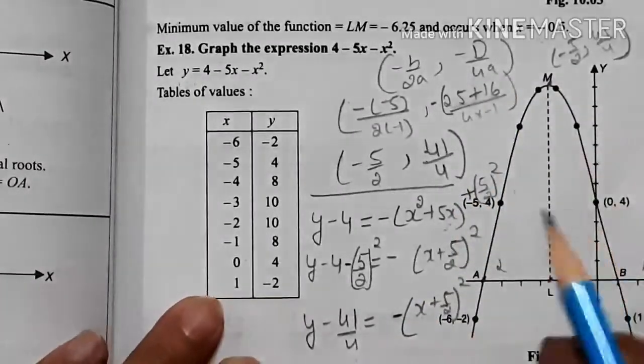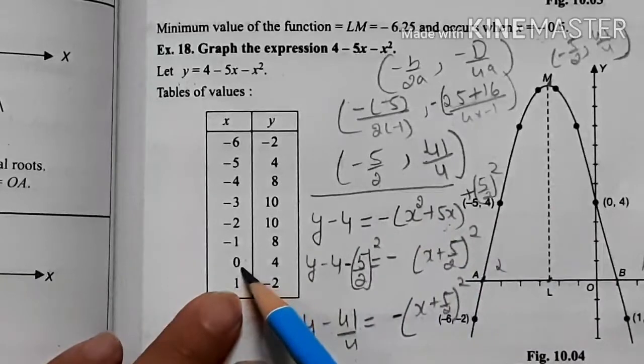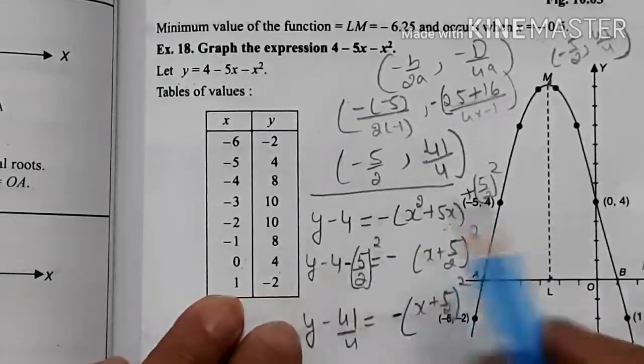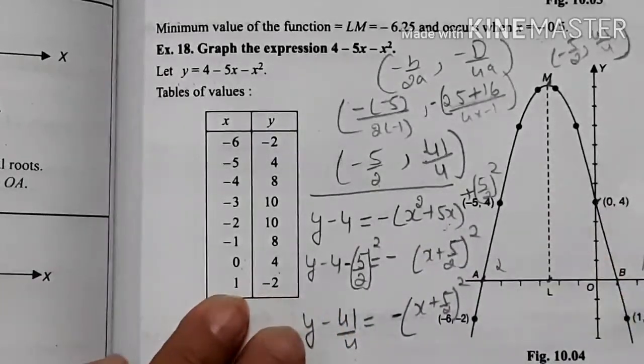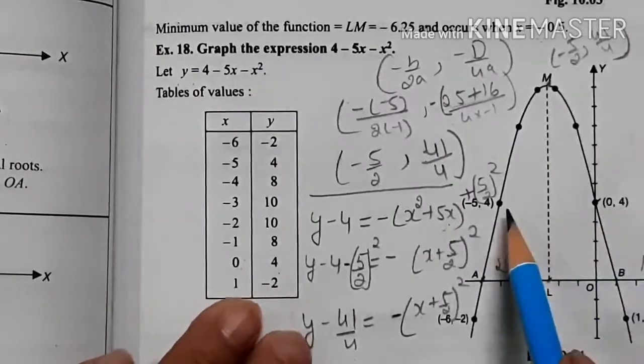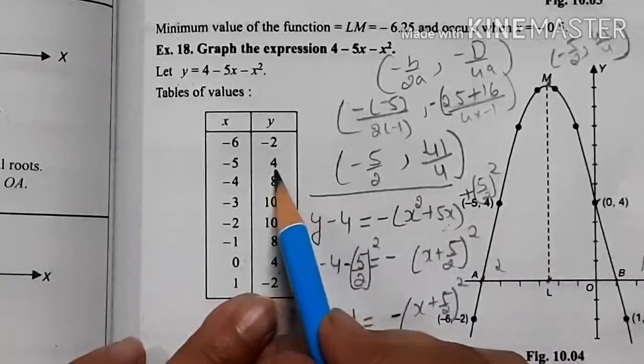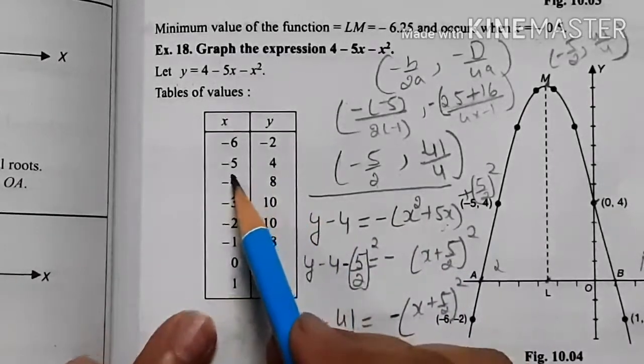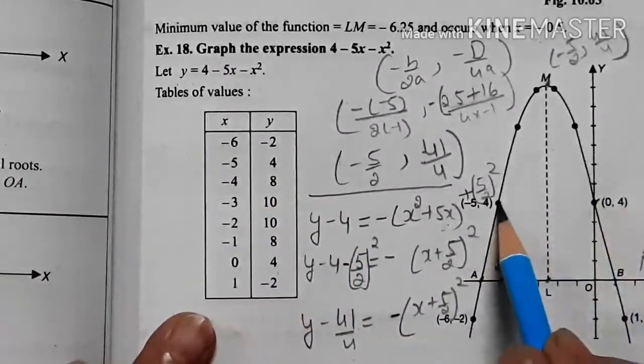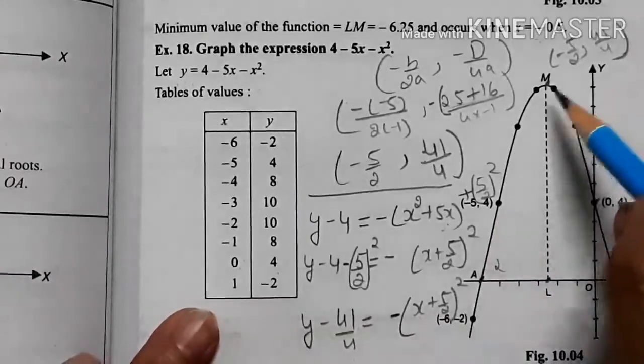So one value will be positive, one value will be negative. And for other points, suppose if you go x is equal to 0, so y is equal to 4, so it will touch here on the y-axis. And another value, if you put 4 as the y value, in that case your x value will be minus 5. So these are the 2 points, and this is your vertex.